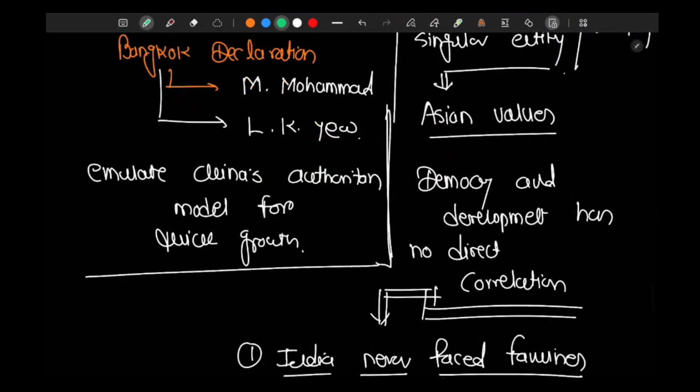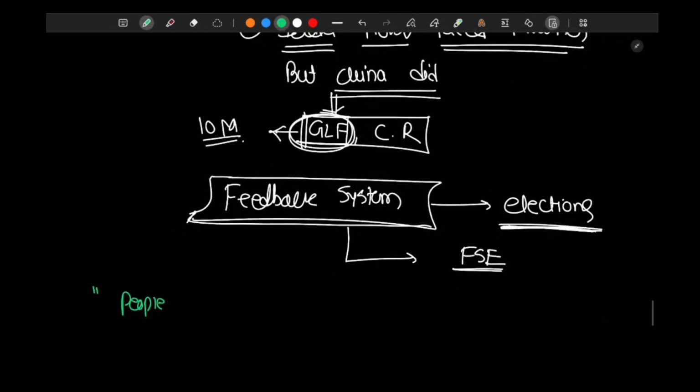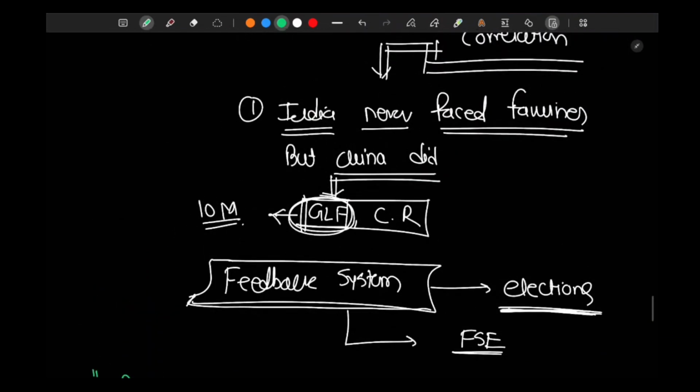Why? Because there was constant feedback. As there was constant feedback of elections, and there was freedom of speech and expression, the leadership of India was fearful that if they did not feed the people, they would lose the next election. Nobody wants to lose power. So there was constant public action whenever people got agitated.